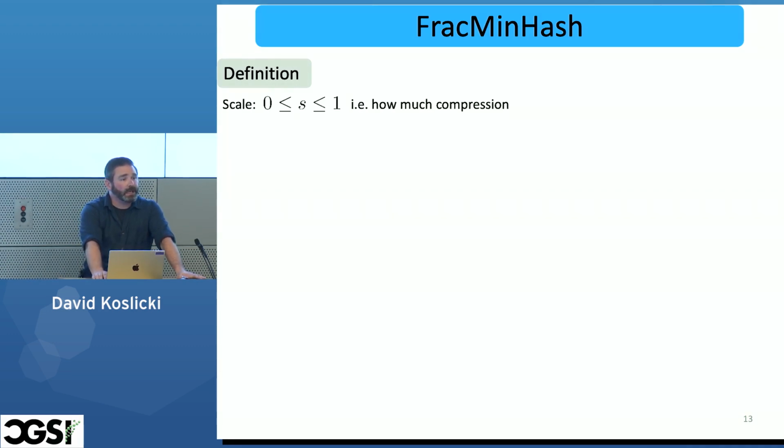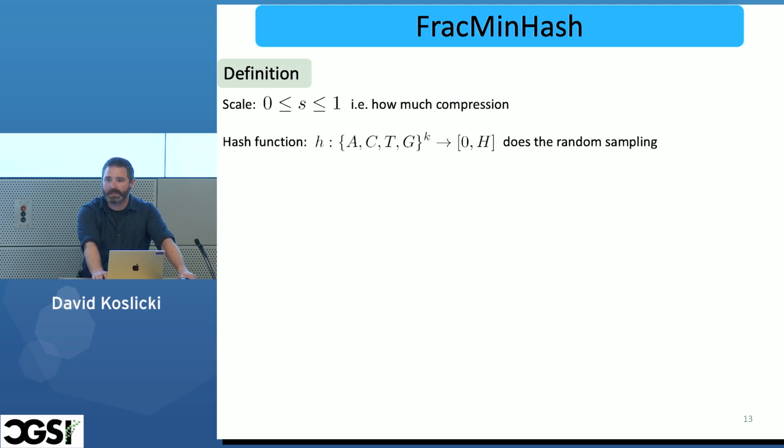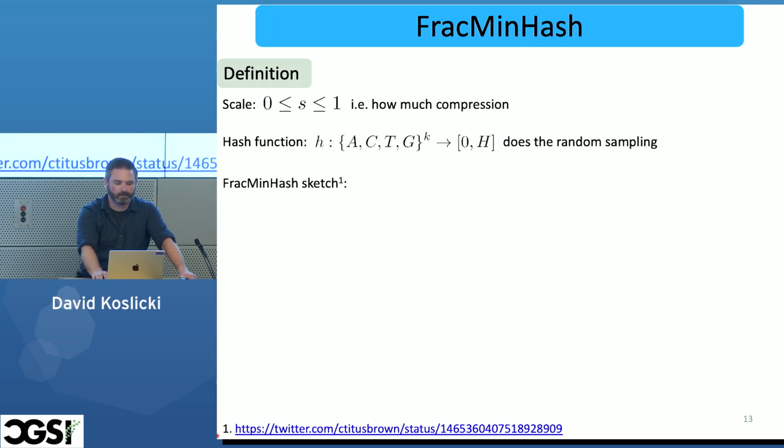Okay, so for the FracMinHash sketch, we have this scale value s between 0 and 1, and I have myself a hash function. This hash function is going to map k-mers into an interval of numbers. Importantly, it's an interval of known length with a maximal value of h. And that's going to be doing my random sampling in the following way.